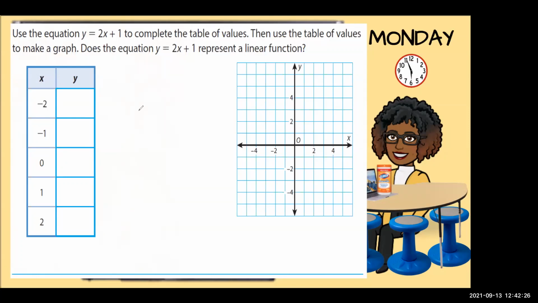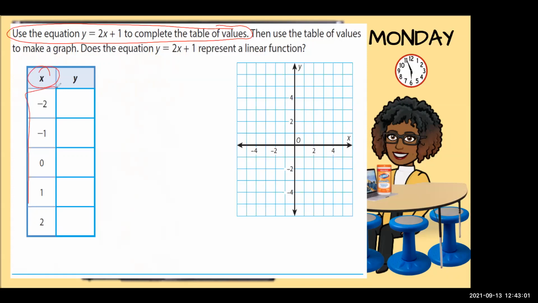All right, so the first part of it says, use the equation y equals 2x plus 1 to complete the table of values. Use the equation to complete the table of values. And I'm gonna stop right there. How can we use this equation to complete this table? The note said, if given an equation, substitute values. Substitute values. All right, now notice the values they gave us for x.